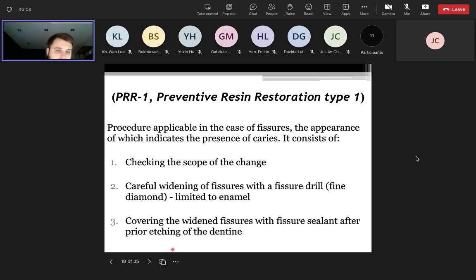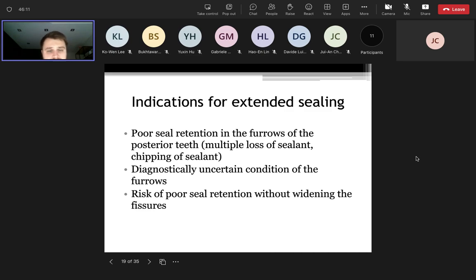The indicators for the extended sealing, PRR 1, are when the previous seal is gone, multiple losses of the sealant, and we are not able to place it better, or when we have a diagnostically uncertain condition of the furrows and the risk of poor seal retention without widening the fissures. These are the three main reasons when we do the PRR 1.